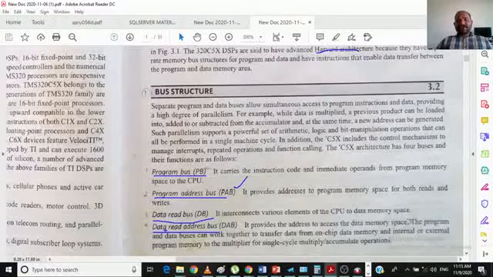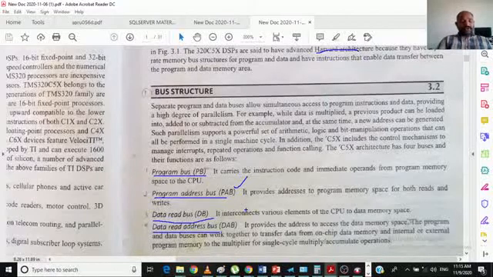And after that we have the data read address bus. This particular bus takes the responsibility to carry the addresses related to the data memory. Address related to the data memory means to read the data from so and so memory, or to write the data into so and so memory. So those addresses are carried by the data read address bus. So these are the 4 different types of buses which are supported by the DSP processor.